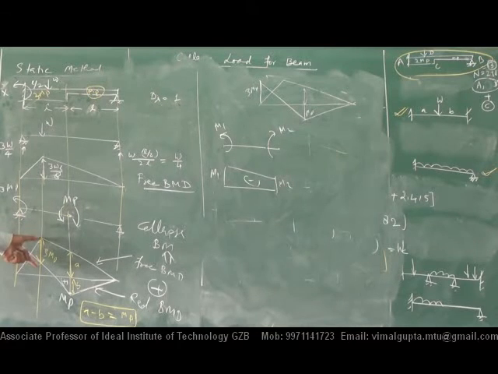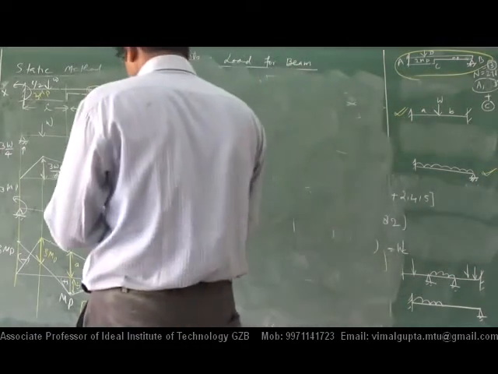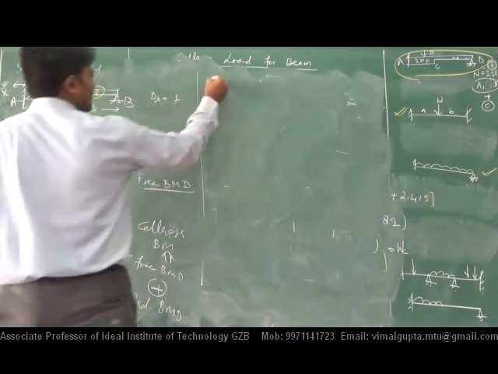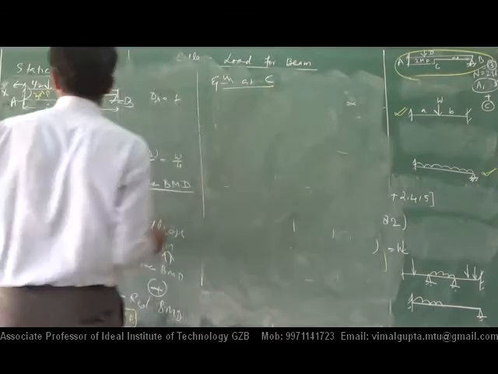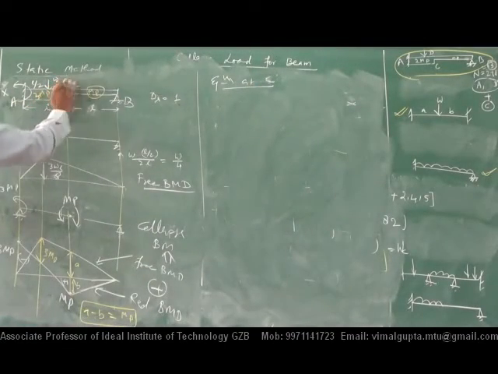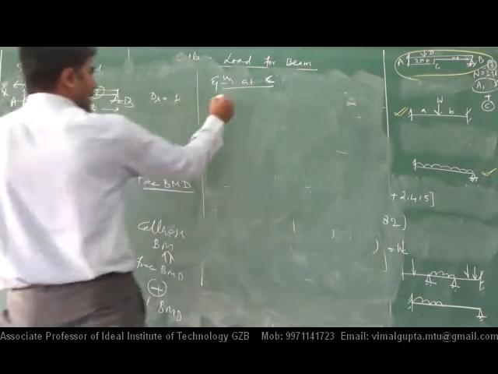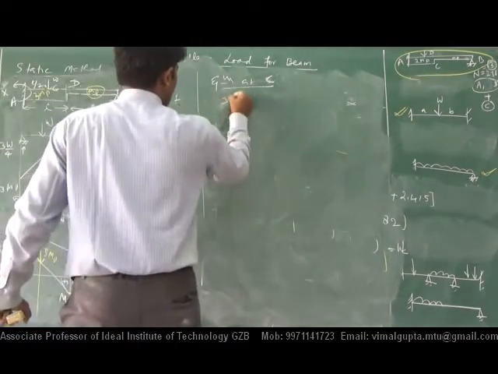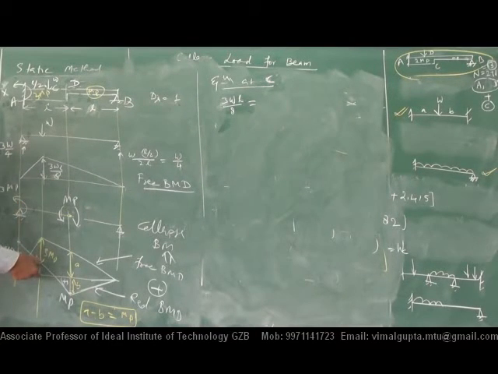What are we doing here? We will equate at point D. If this point is A, this point is B, and this is C and this is D, then we apply equilibrium at point C. I will apply 3 MP, I will apply free BMD. Free BMD is how much? 3WL by 8. 3WL by 8 equals 3 MP plus that.